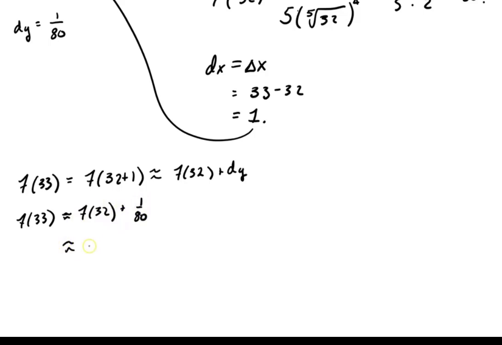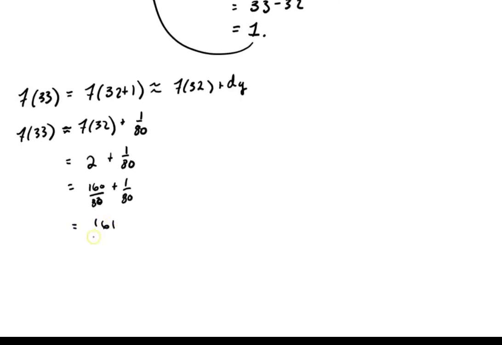So that f of 33 is approximately 2 plus 1 over 80, which, well, these two should be equalities, this equals 160 over 80 plus 1 over 80, which is equal to 161 over 80. So this is what we're using to approximate f of 33. Notice this is the same answer we got when we treated this as a linearization.